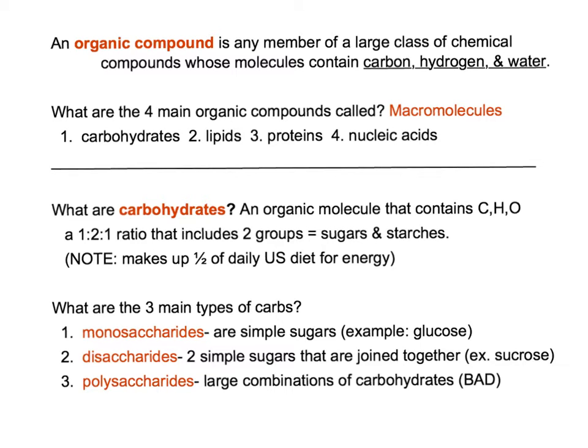There are 3 major types of carbohydrates. Monosaccharides. Mono means 1, saccharide means sugar, and they're simple sugars like glucose. Disaccharides. Di means 2, saccharide means sugar. 2 simple sugars are joined together like sucrose. And polysaccharides, many sugars. They're large combinations of carbohydrates. These are your complex carbohydrates. Sometimes people, in the past, have said these are bad.